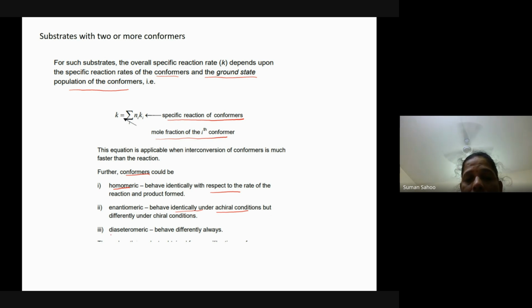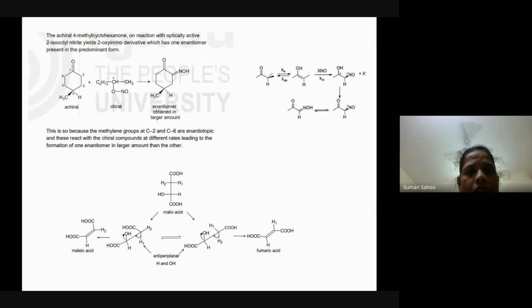They can be diastereomeric, behaving differently always. So these conformers can be homomeric, enantiomeric, or diastereomeric. Such as when you have this cyclohexanone, 4-methyl cyclohexanone. In this case, when you treat it with one chiral compound, it gives one enantiomer that was present in your larger amount.